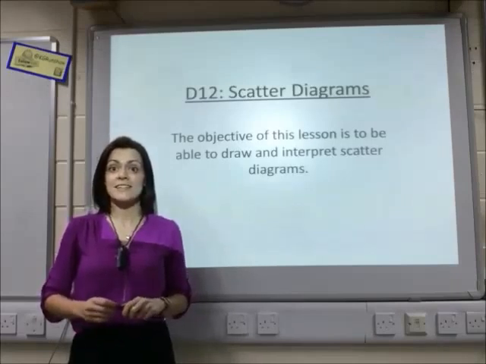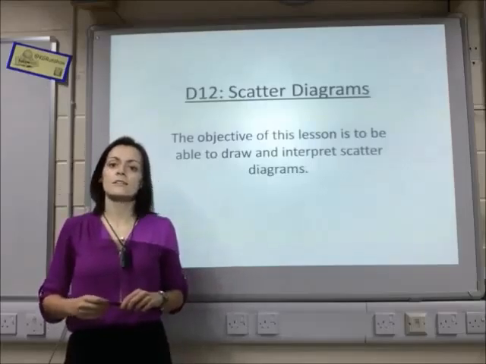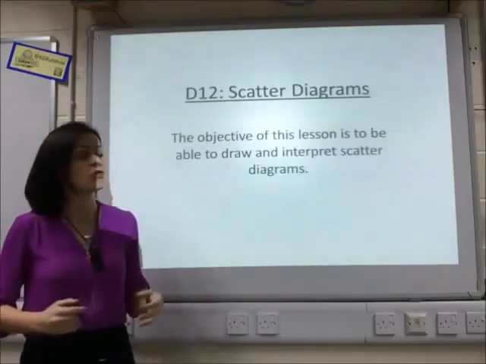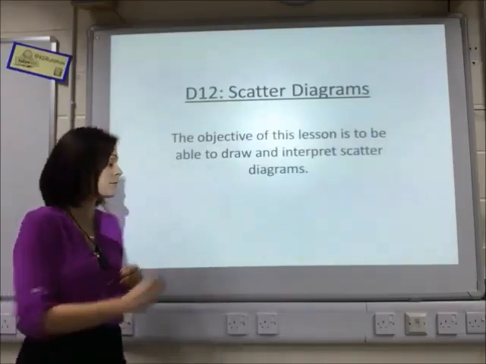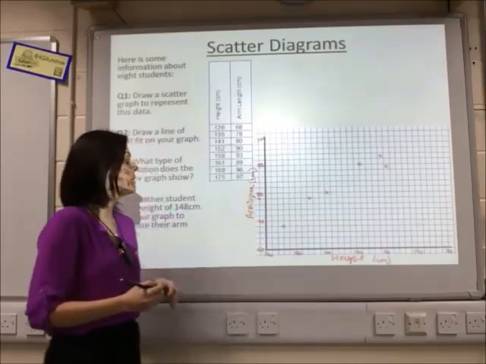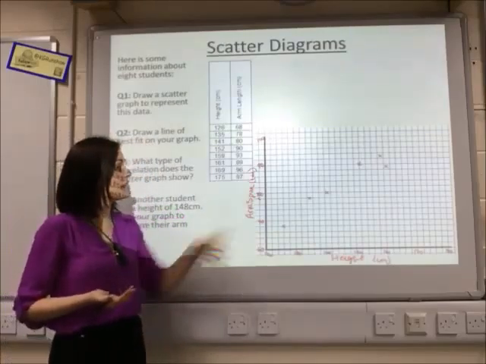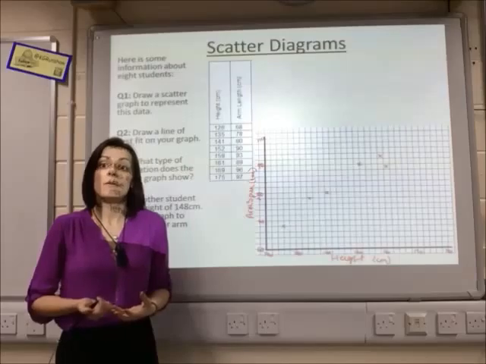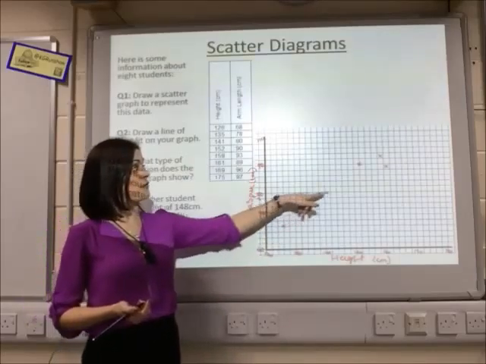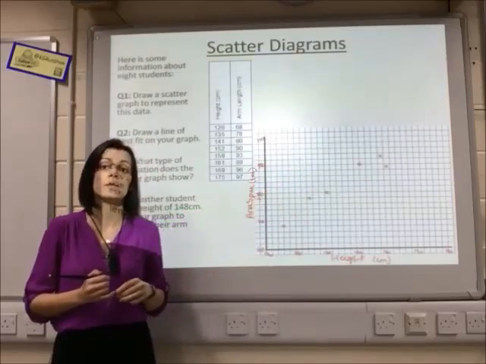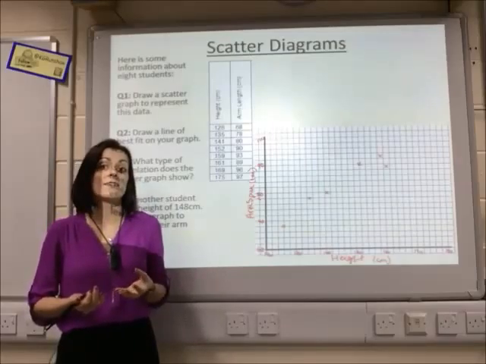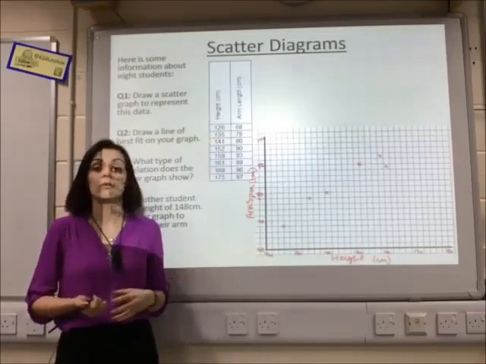This video is all about scatter diagrams. It's to go with your card D12, and it's all about being able to draw and interpret a scatter diagram. So you've got some information on your card, and it's all about the height and the arm length of some students. Now in the exam, if they're being kind, they might draw an axis for you. If they're being even kinder, they might plot the first few points on there and just ask you to do another couple. There's no reason why they shouldn't ask you to do your own axis though.